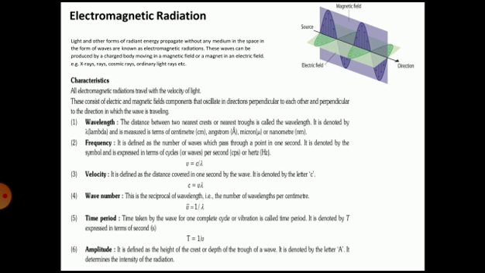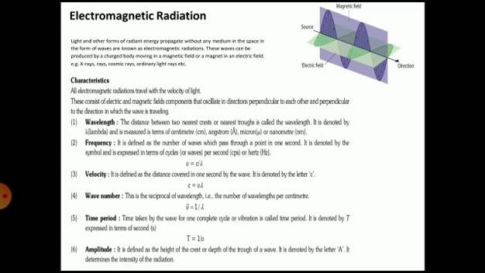Now let us try to understand what is electromagnetic radiation and its characteristics. See, light and the other forms of energy propagate without any medium in space. We know, in the form of waves. And those are called electromagnetic radiation. Waves can be produced by a charged body moving in a magnetic field or a magnet in an electric field. Examples: X-rays, cosmic rays, ordinary light rays. So these are electromagnetic rays which propagate in space in the form of waves.